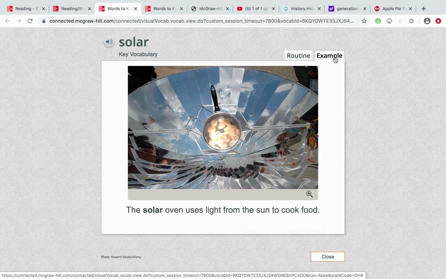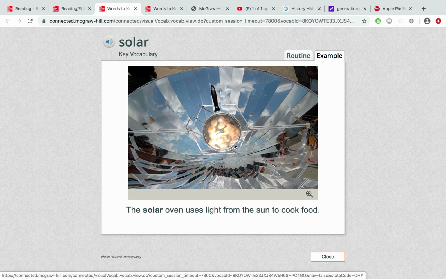Let me give you a minute to take a look at this contraption. This is a bunch of mirrors that reflects the sun's energy and the sunlight onto this skillet. Took me a while to figure out what this was, like on the oven. And it is cooking just from the sun's energy. It's not plugged in anywhere.